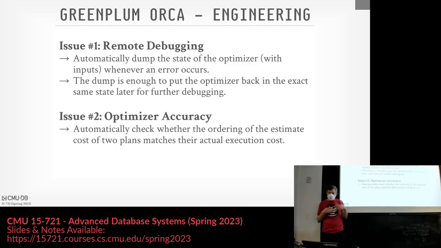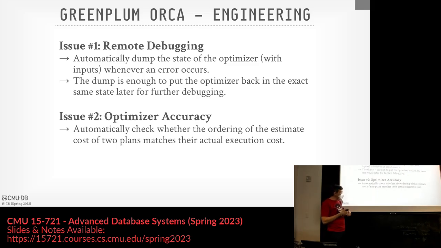Again, the cloud makes this unnecessary because if you're hosting the system for people, you have access to everything. But there are some useful ideas out of this. The next one is how they do testing: how to actually check whether your optimizer is producing the right plan based on the estimated cost.